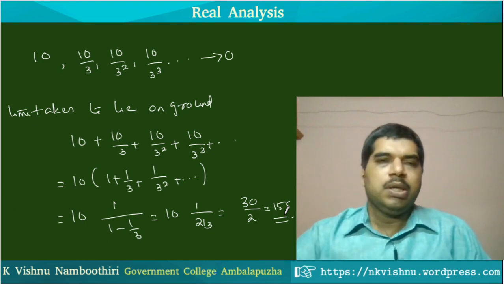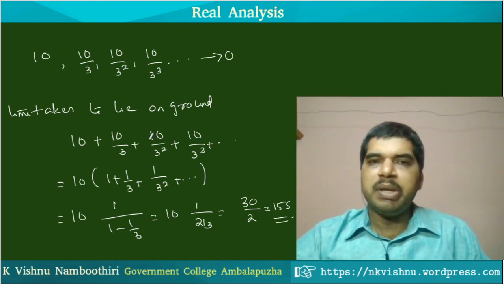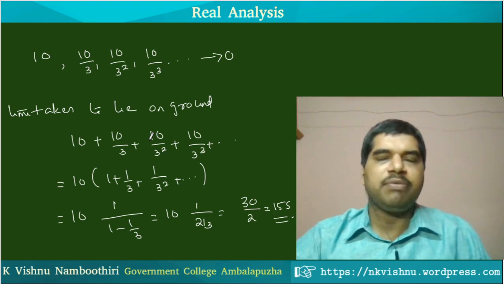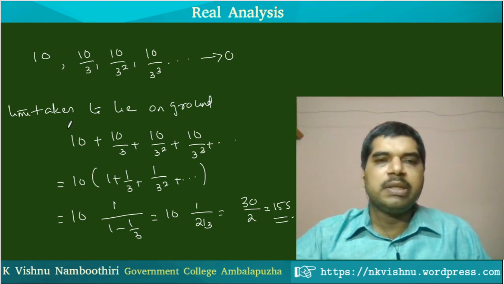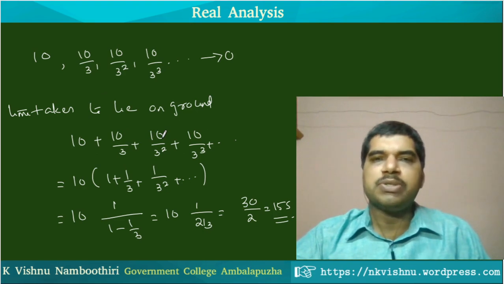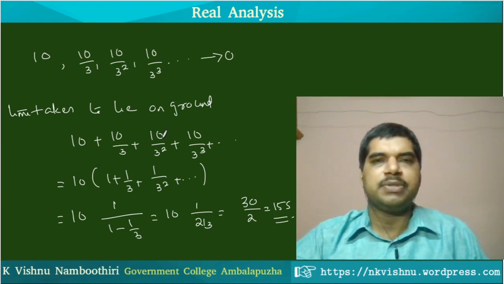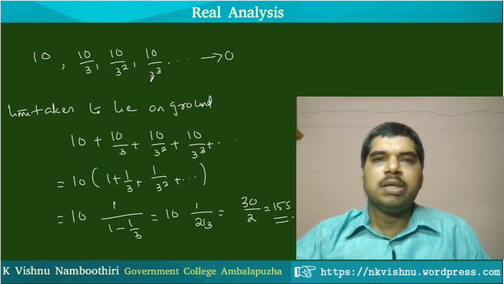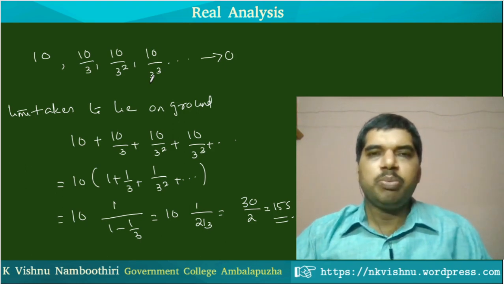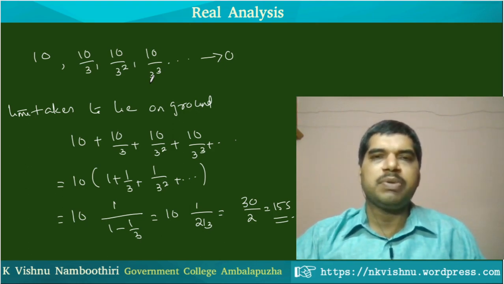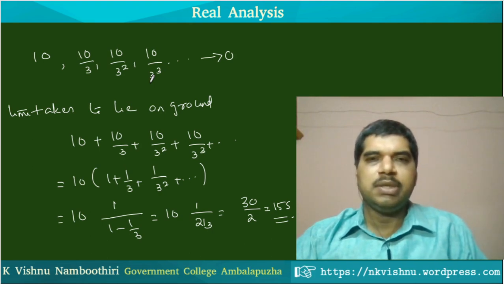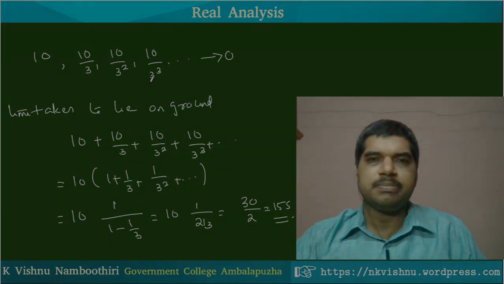See that we have added infinitely many real numbers here, and we are finally arriving at a finite real number. The summation 10 plus 10 by 3 plus 10 by 3 square etc. is known as a series in real analysis. This is an infinite series, but we call it a series, and the terms 10, 10 by 3, 10 by 3 square etc., together they are known as a sequence in real analysis. So the topic that we are going to start discussing from today is sequences and series, and this is probably a motivating example for learning sequences and series.